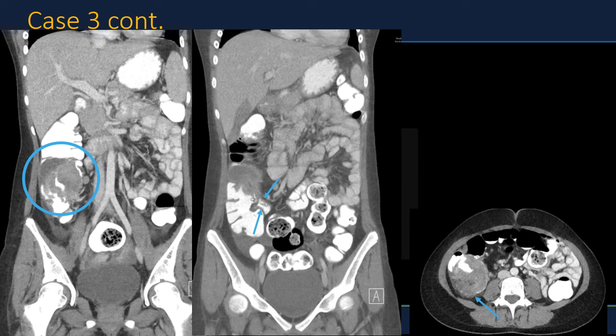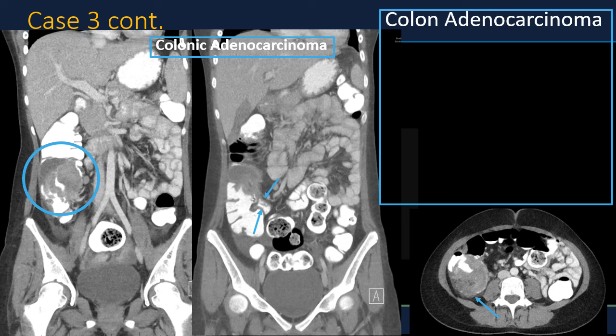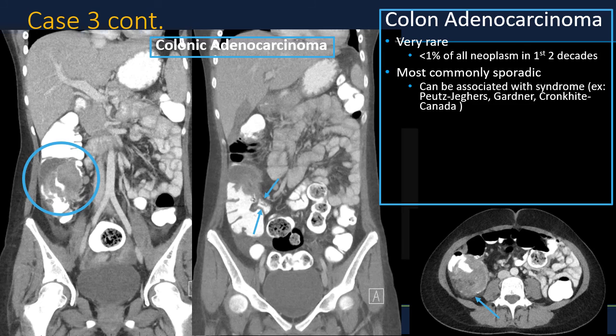Here's an axial image that demonstrates erosion of the colonic wall, and there's haziness of the fat. So this is highly concerning for malignancy. This ended up being biopsied, and she was diagnosed with colonic adenocarcinoma. Colonic adenocarcinoma is very rare in children, less than 1% of all neoplasms in the first 2 decades of life. The most common subtype is mucinous, and it's most commonly sporadic.